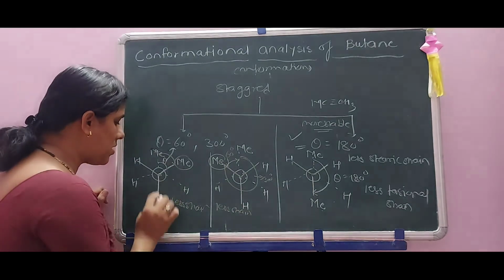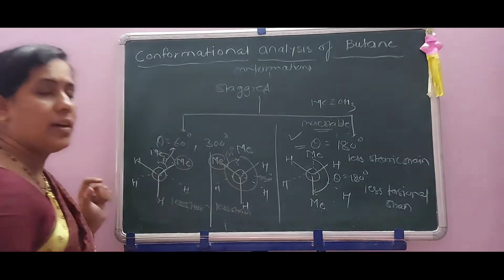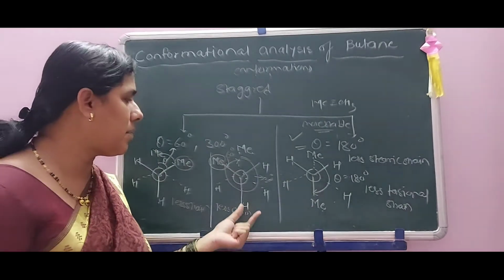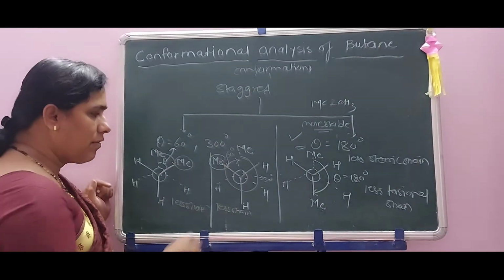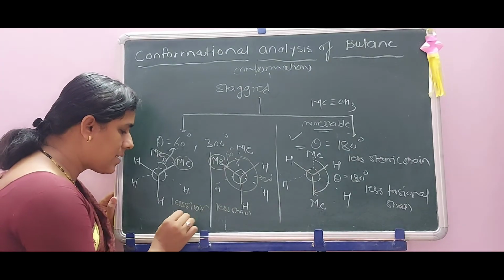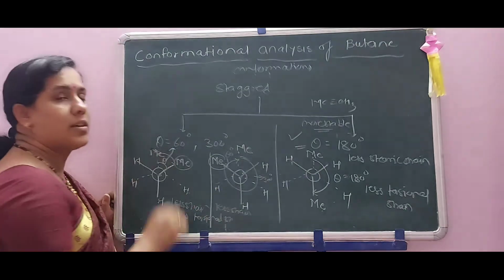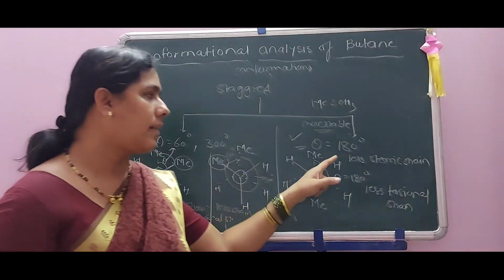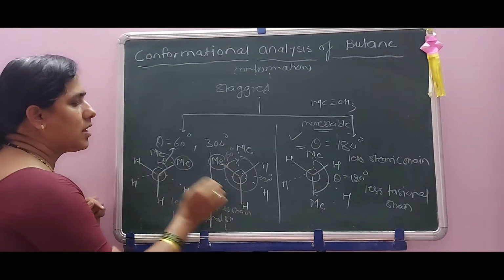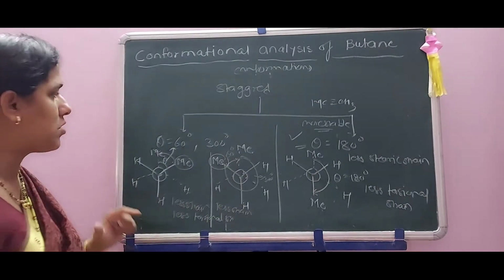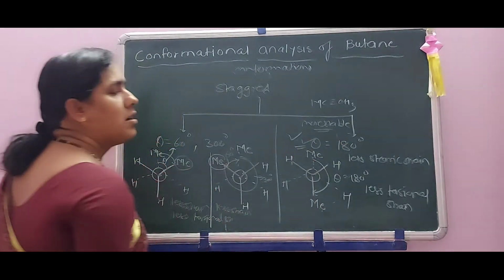Also, the CH bonds of the front carbon atom and the rear carbon atom are situated at a longer distance, thereby minimizing the internuclear repulsion between the bonding electron pairs of the CH bonds. Therefore, there is less torsional strain, and it acquires a stability which is less than that of theta equal to 180 degrees. Therefore, this conformation is also called a stable conformation. But between 60, 300 and 180, which is the more stable? That is, this is the more stable.